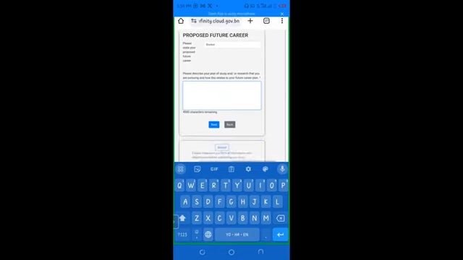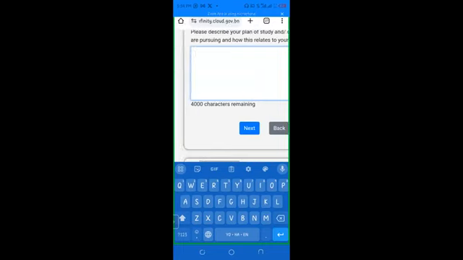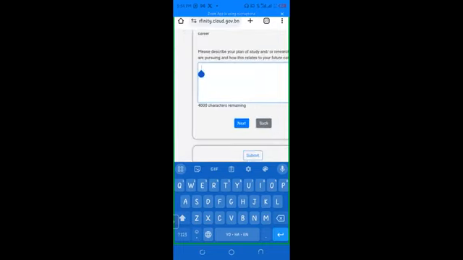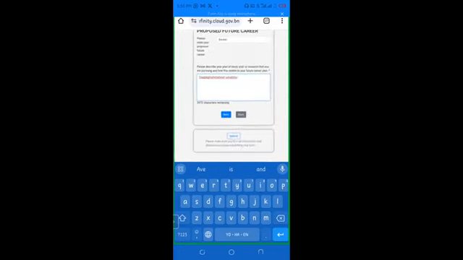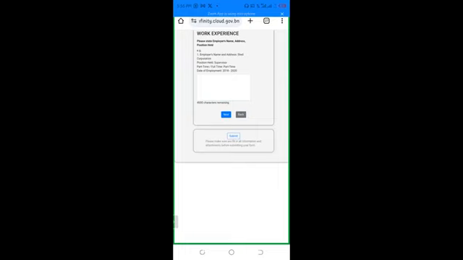But the characters you can see here is 4,000 characters remaining. So I'll be watchful of the number of letters I'm writing. The moment I continue writing, you can see the number keeps getting less. As soon as I reach 0, it will stop. No matter what I add, it will just stop. It won't go further. So let's say I've typed in this, then I'll click on next.